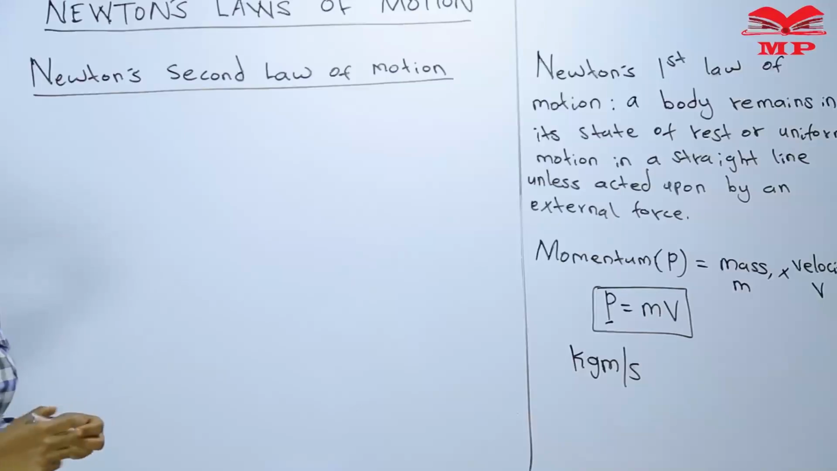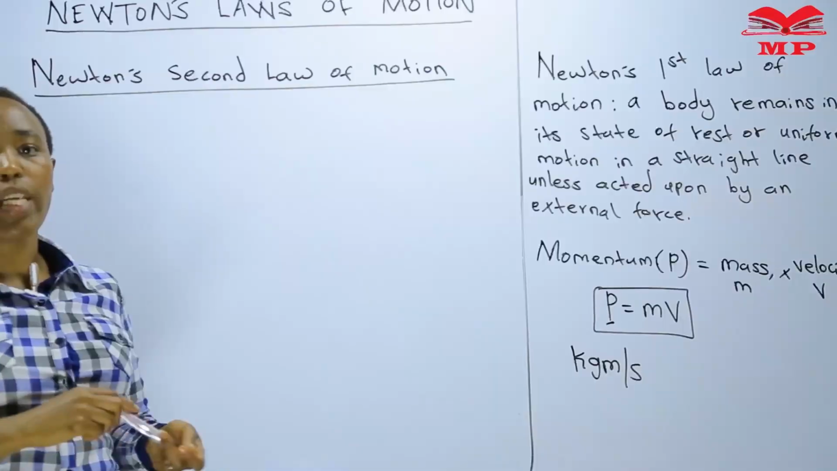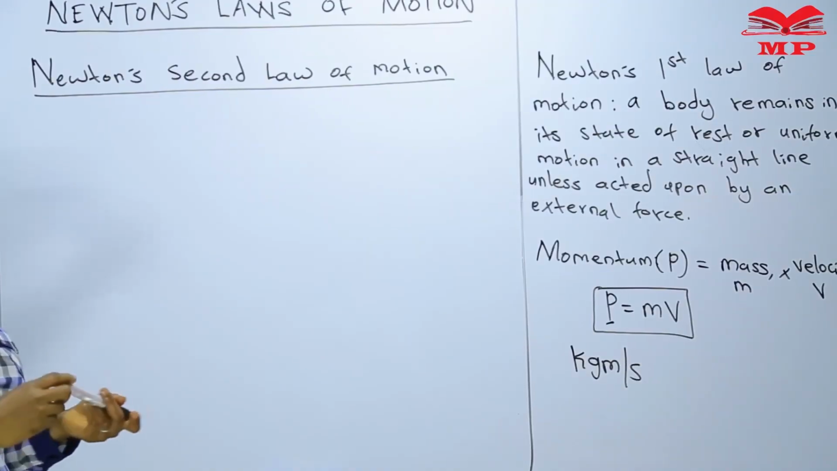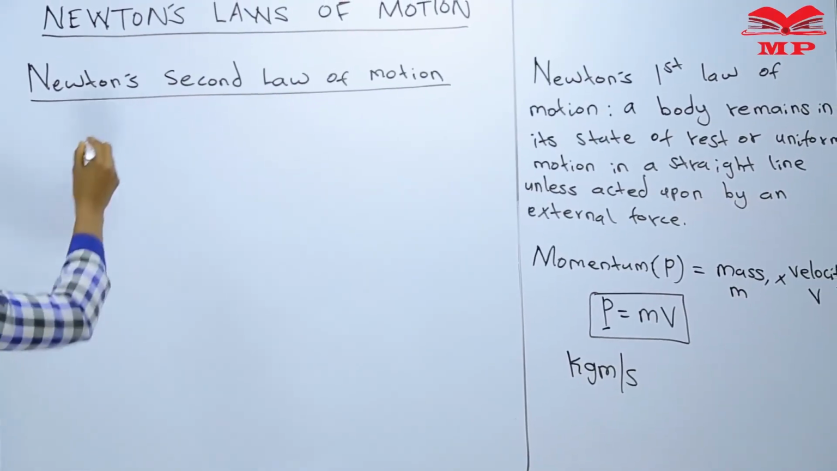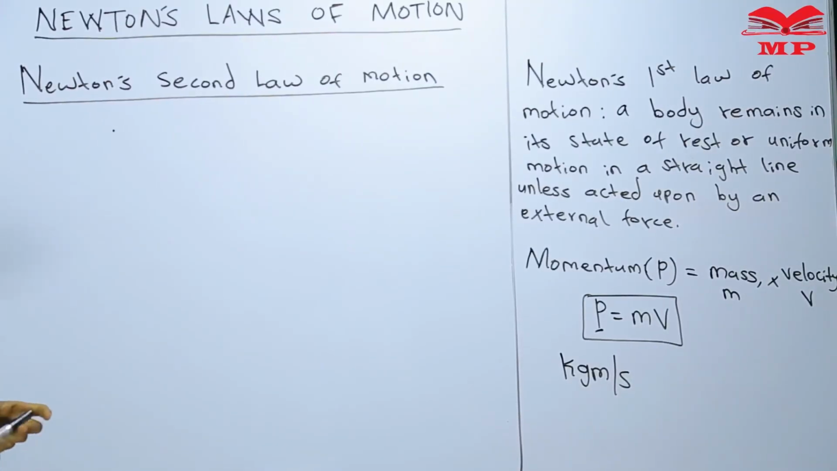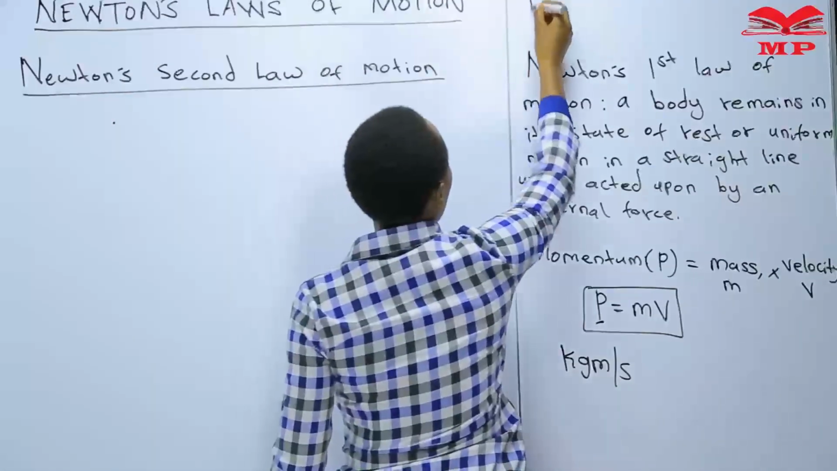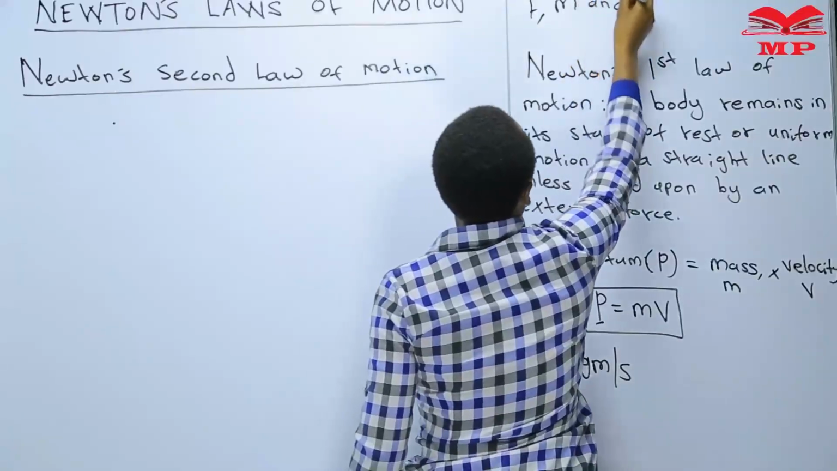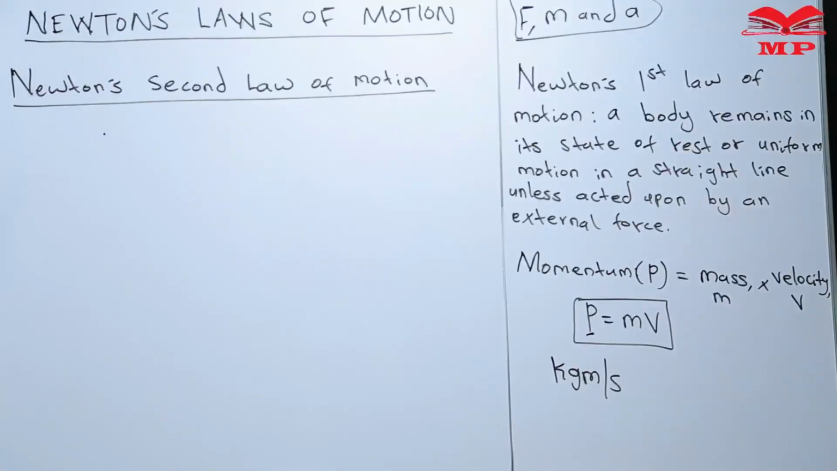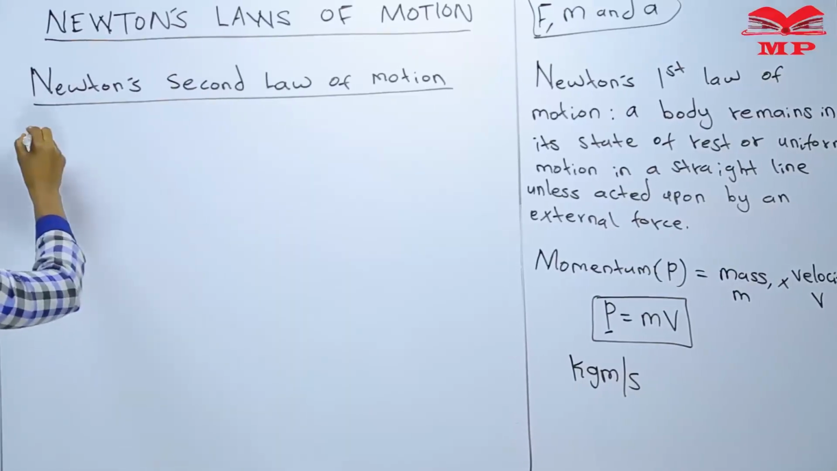By the end of this lesson, you should be in a position to state Newton's second law of motion, and also state the relationship between force, mass and acceleration. Those are our objectives for this lesson: stating Newton's second law of motion and telling the relationship that exists among force, mass and acceleration.